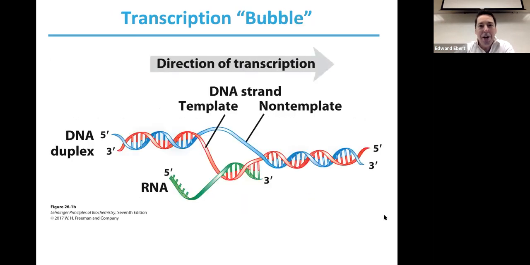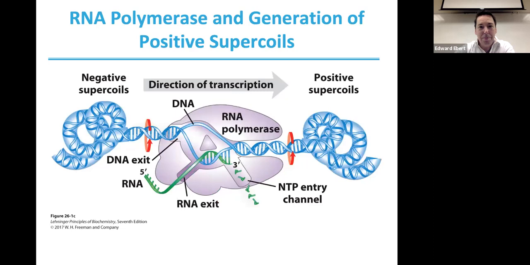Okay. All right, so here's our transcription bubble pictorially. Unwind a little section here. Here's our RNA coming out, and then wrapped in here would be all this will be inserted into our RNA polymerase. Okay, like so. Nucleotides come in. Growing mRNA chain comes out this way, and here we see our unwinding bubble of our DNA. So we end up with positive supercoils on one side, negative supercoils on the other.